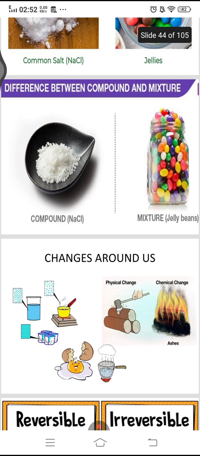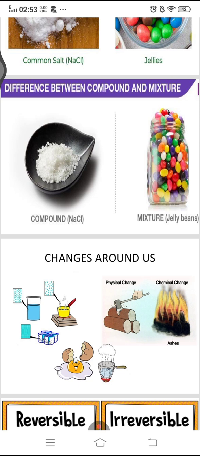Changes in our surroundings, there are different types of changes. Some are physical changes. For example, we cut the log. That log can be fixed with some chemicals, but it has the same physical properties. They cannot be changed.